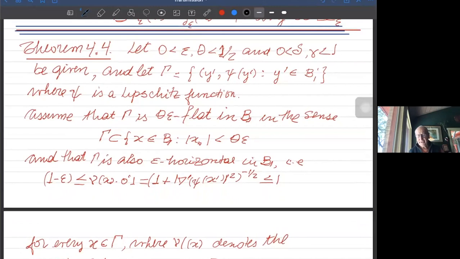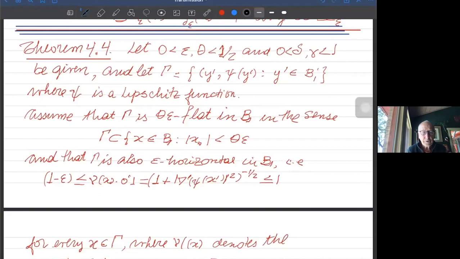Theorem 4.4 says, let's again get zero less than epsilon, this is going to be the average thing, theta less than 1/2, and zero less than sigma and gamma less than one, okay, so sigma and gamma are going to be some parameters, less than one.